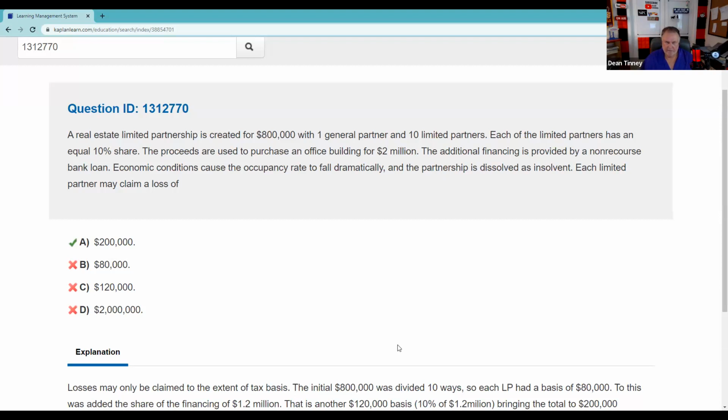That's key. So non-recourse means what we're hoping is the partnership will be able to pay back the borrowed funds. But non-recourse means the bank cannot come after the partners for this investment, of the non-recourse bank loan. Economic conditions cause the occupancy rate to fall dramatically, and the partnership is dissolved as insolvent. Each partner may claim a loss.